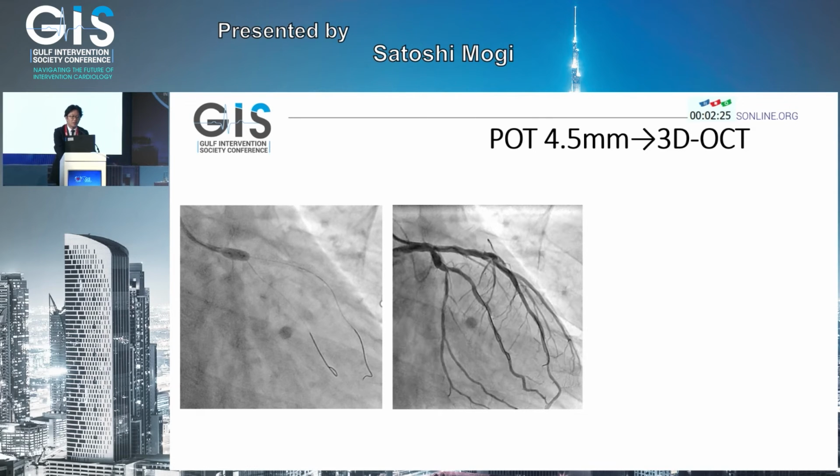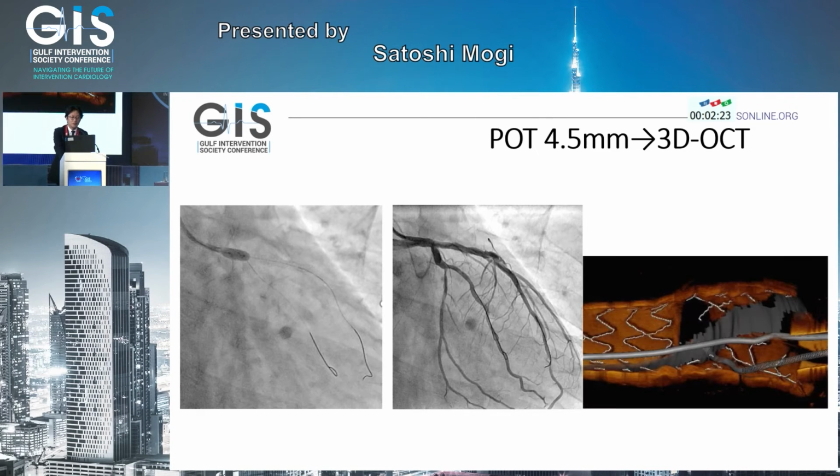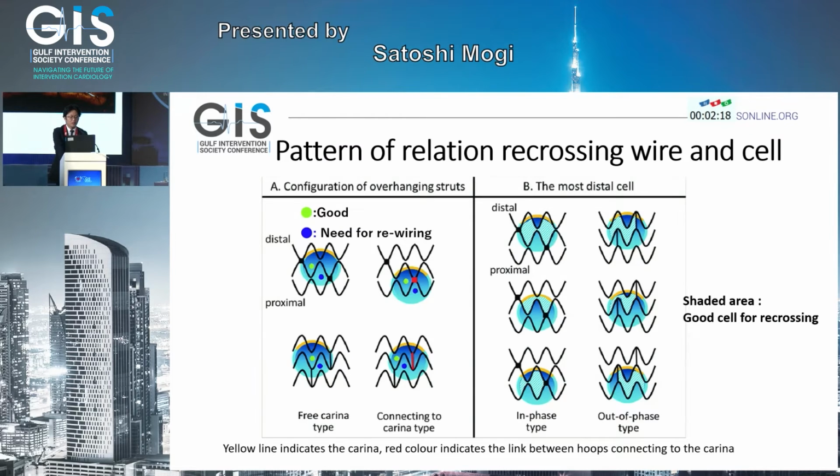The second case is the same type. After the POT, we did 3D OCT again. I'd like to explain this schema. It's very important for 3D OCT bifurcation PCI. After 3D construction of the OCT image, we recognize the wire position.